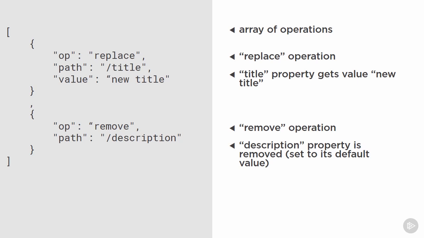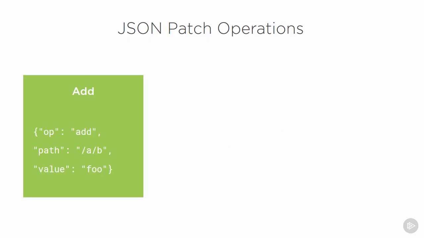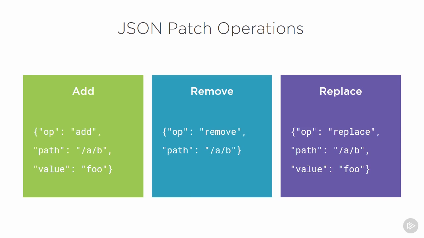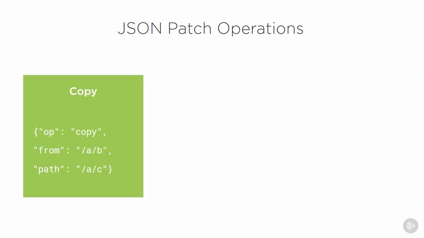Let's have a look at the other operations. The add operation will add a property at a path location with a specific value, passed through via value. If it's used on a path that exists, that property's value will be replaced. We already covered remove and replace. Copy will take the value of the from property and copy it over to the path property. It's thus an add operation at the path location with the value specified in the from member.